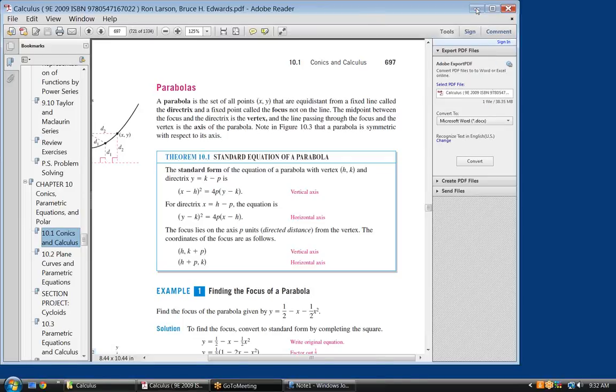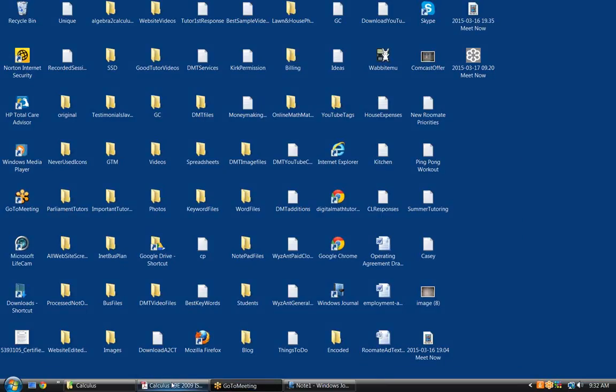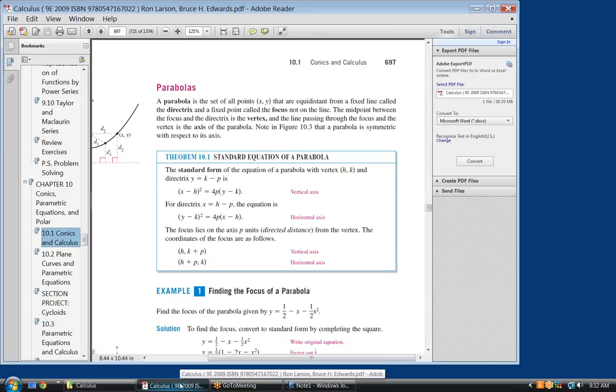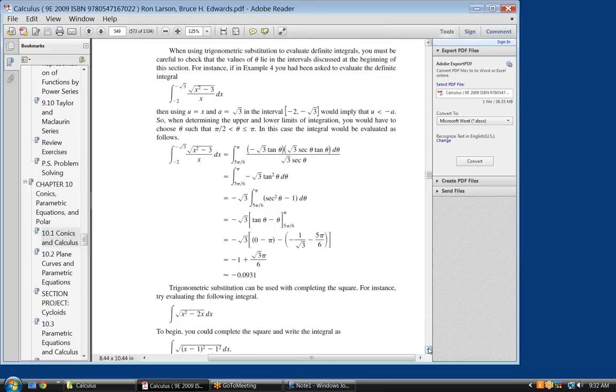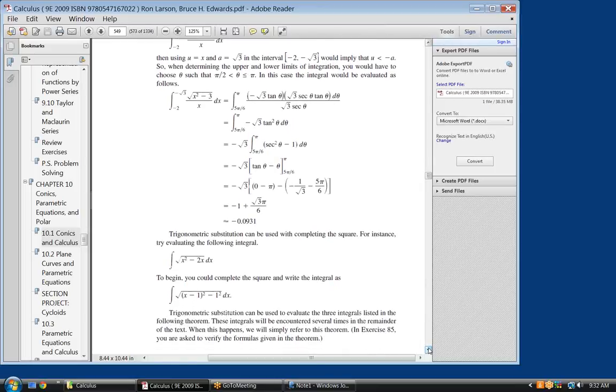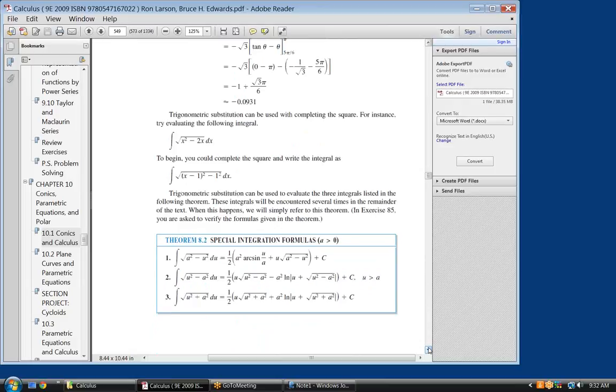Okay. Let's table that for a moment and go back to the page, the 549. Let's see, I can type that in, I think. Yeah. Now, this section here is the part of the book where we learned how to do trig substitution, solve integrals by trig substitution.